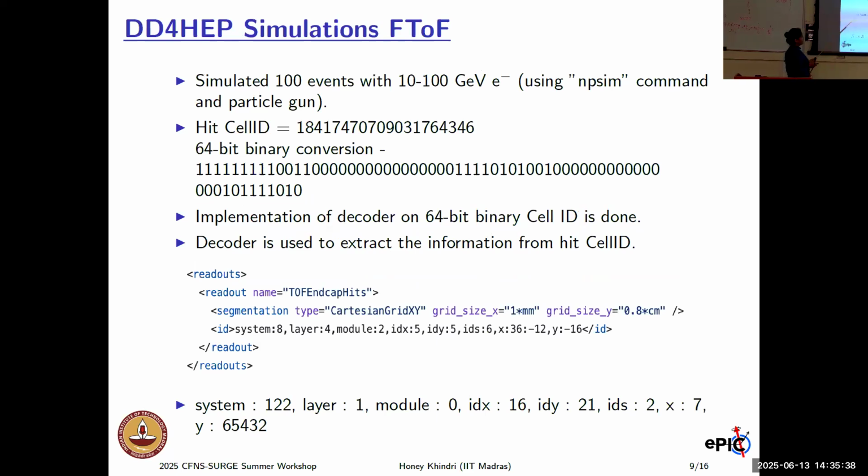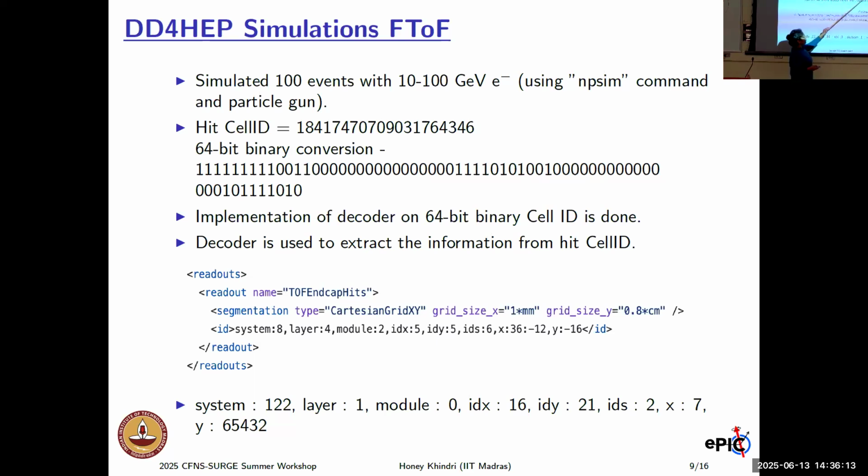So how do we get these hit cell IDs? Now I think everybody is familiar with the NPSIM, because everybody has used this command, particularly in the first 3 days of the tutorial with Saqib. I'm generating events of 10 to 100 GeV electrons, and then I get a hit, and Geant4 will provide an address of that hit in terms of this big number, which is converted into 64-bit binary using the binary conversion.